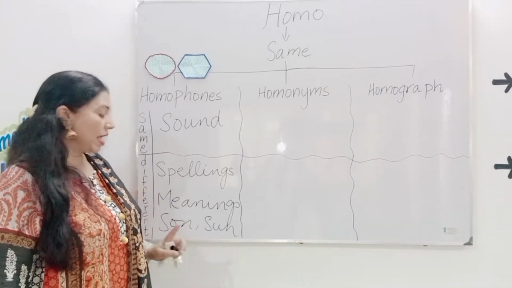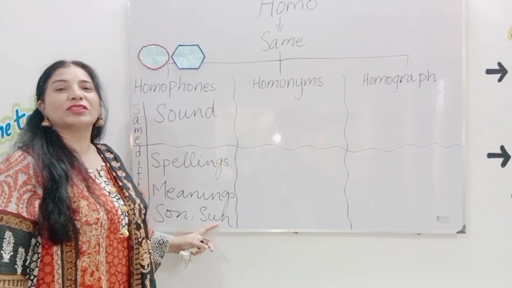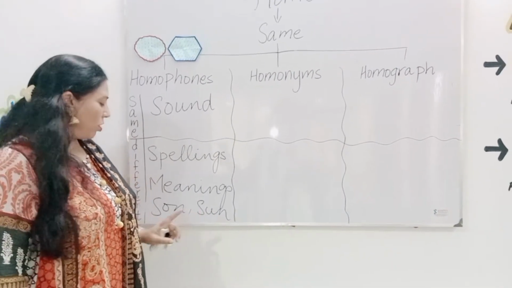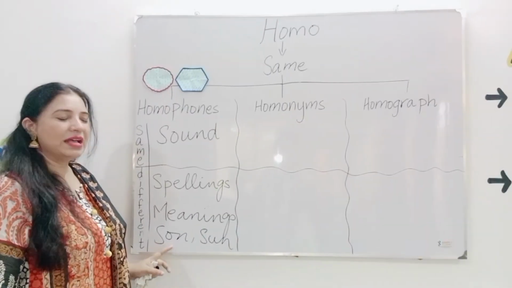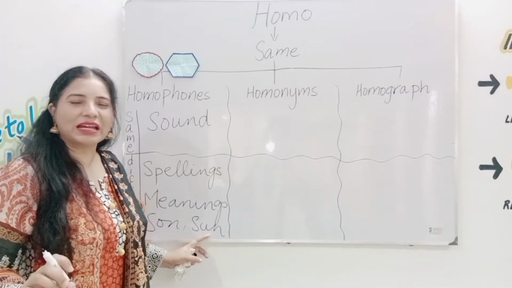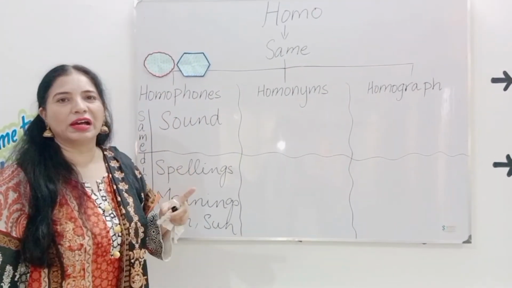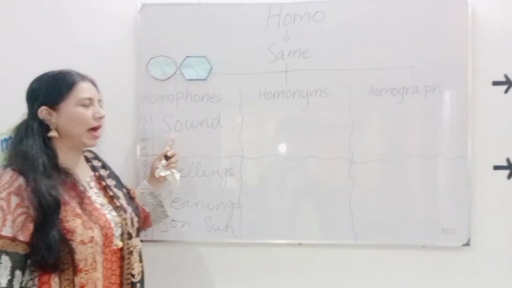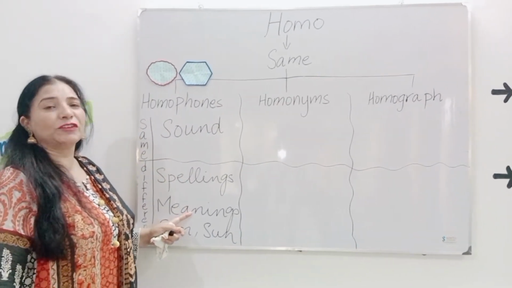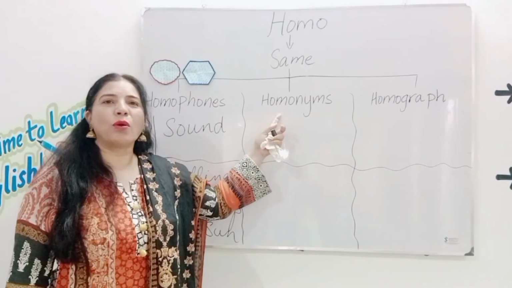I have 2 sons. The sun is the biggest star of our solar system. So this son means beta and this sun means Suraj. So is it clear? Dear listeners, is it clear? Homophones are the pair of words that have the same sound, but their spellings and their meanings are different from each other. The next is homonyms.